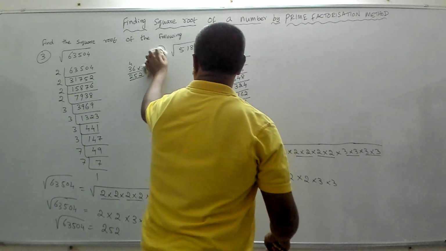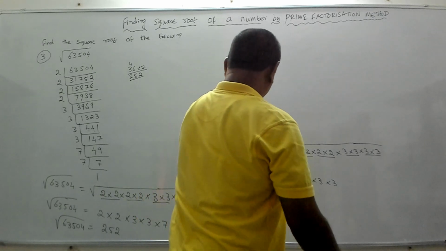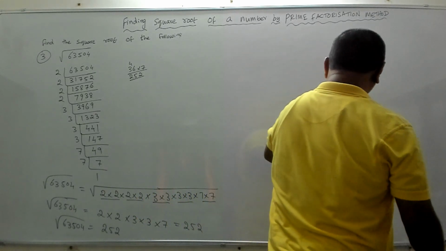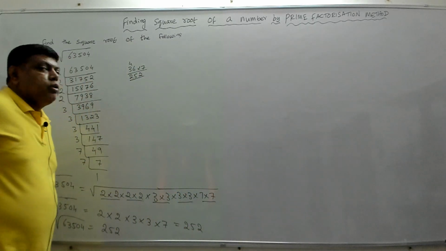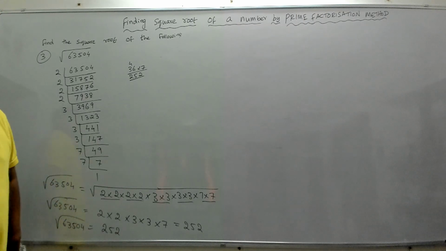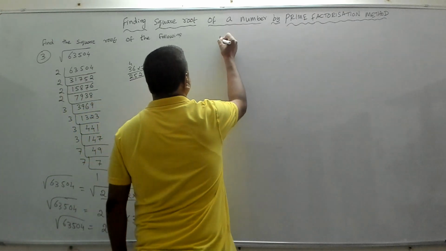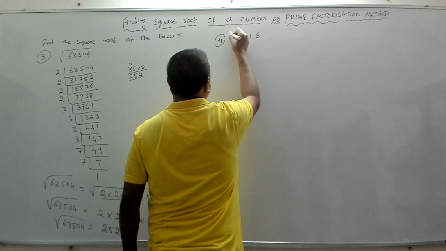Fine. So we'll do one more. The process is the same, the method is the same. For any number that you want to find the square root of using the prime factorization method, this is the rule that we will follow. Fine. So I'll go to the next problem, which is 298116. We have to find the square root of this number.